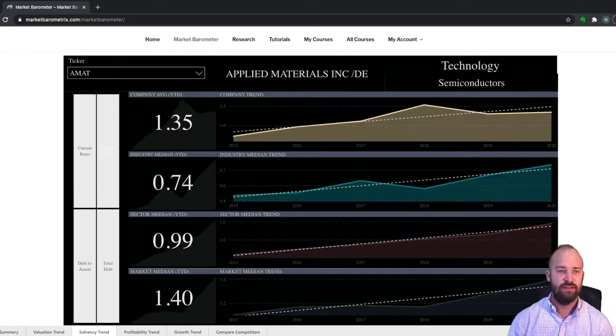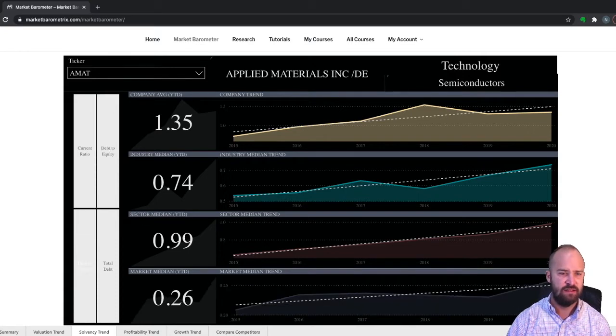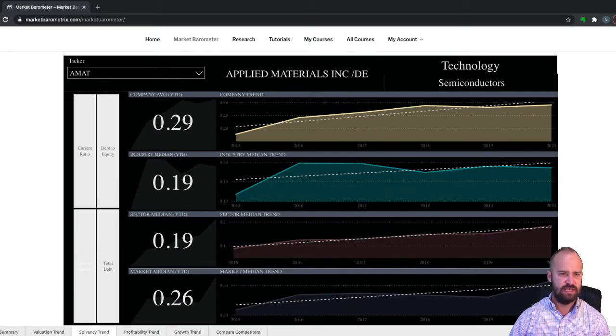Debt to equity. Again, this is going to tell us how much debt Applied Materials has relative to its equity. And this is something of note here. With a current year-to-date average debt to equity of 1.35, Applied Materials is nearly double that of the industry median. So it would seem that Applied Materials has a higher debt level relative to its equity, relative to its peers. So let's also take a look at debt to assets here. And that confirms more or less the same story.